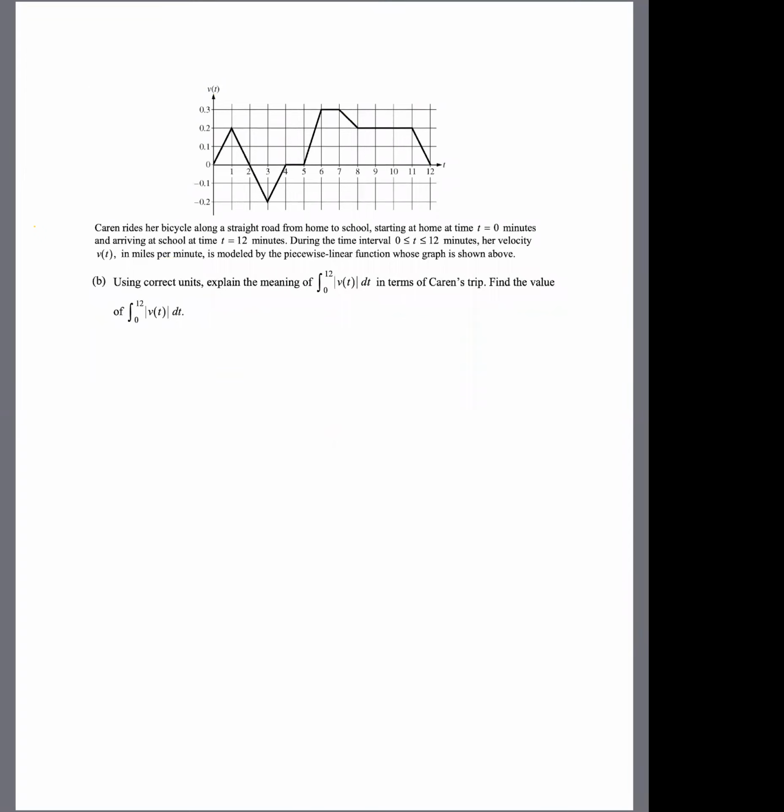Using correct units, explain the meaning of the integral from 0 to 12 of v of t dt in terms of Karen's trip, and we did a problem just like this. So Julia, I want you to tell me exactly what words you would write to explain the meaning of this. I want you to write it for me.